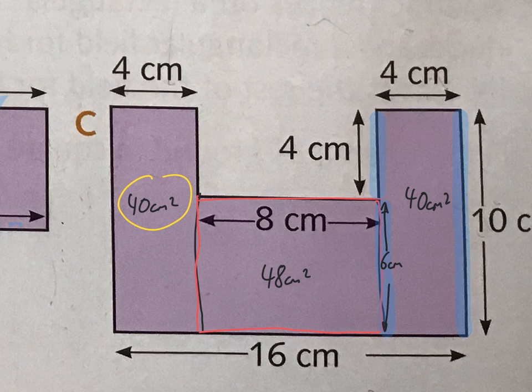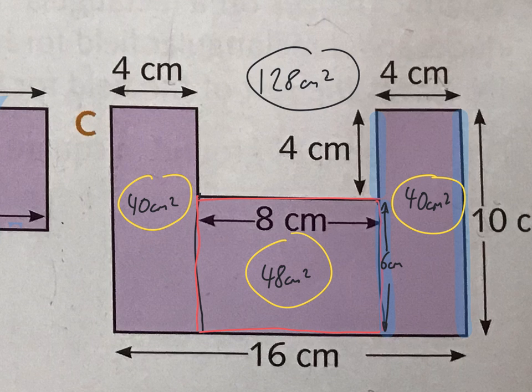I've got to add up the 3 parts of the shape to find the total area of the whole thing, and when I do that I get 128 centimetres squared. Again, it doesn't matter which method you used there.